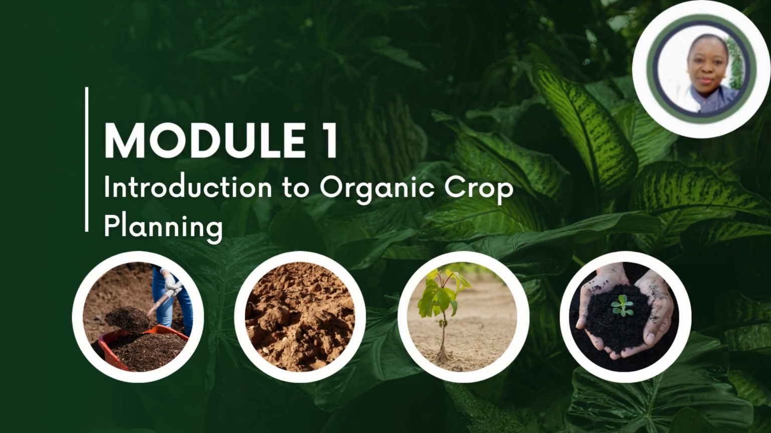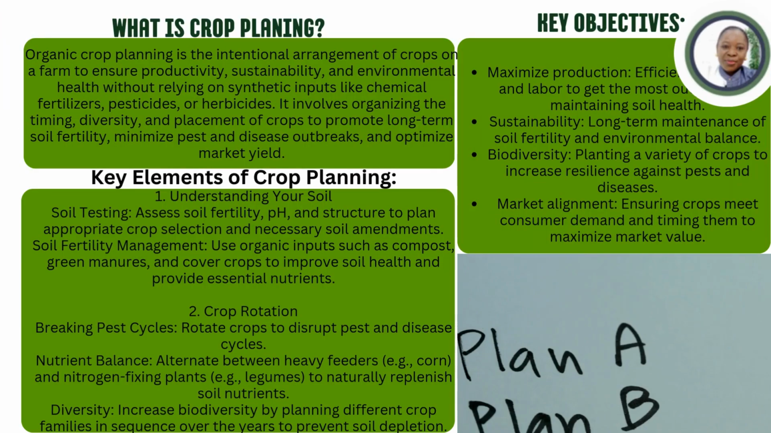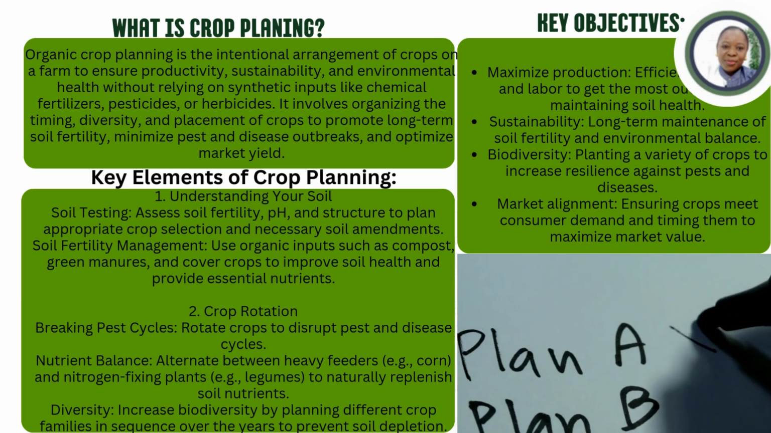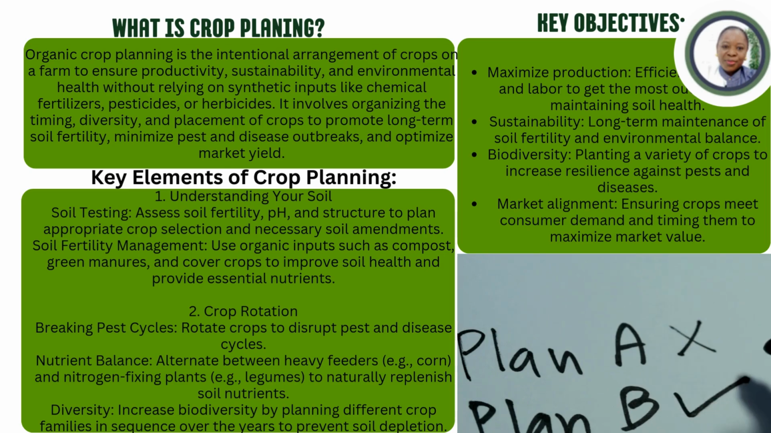Module 1: Introduction to Organic Crop Planning. What is crop planning? Organic crop planning is the intentional arrangement of crops on a farm to ensure productivity, sustainability, and environmental health without relying on synthetic inputs like chemical fertilizers, pesticides, or herbicides.